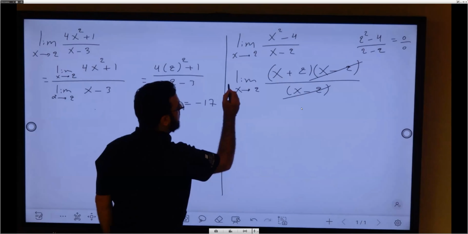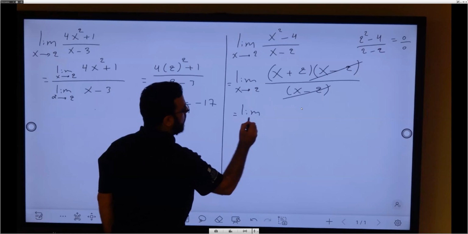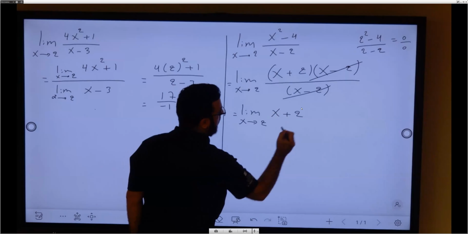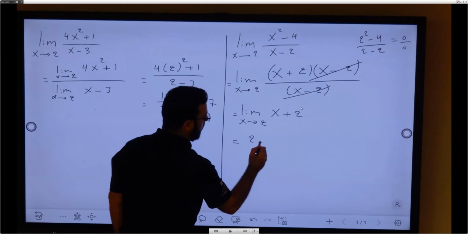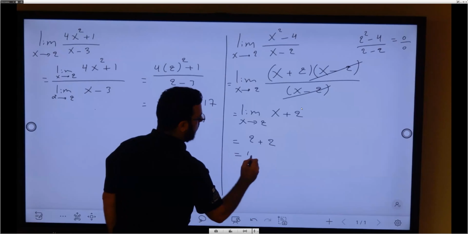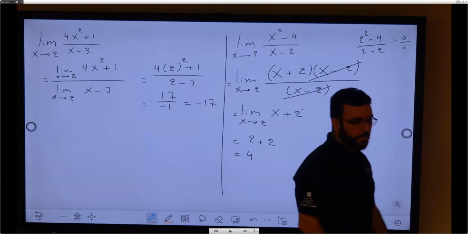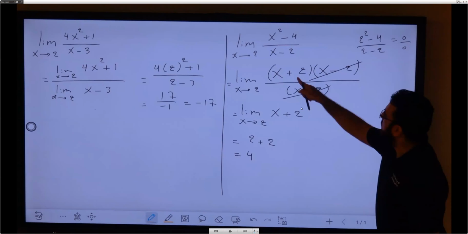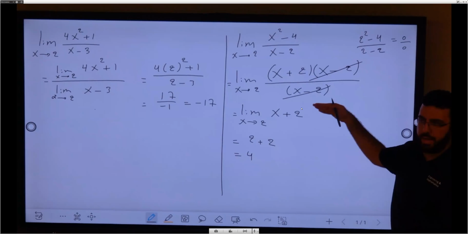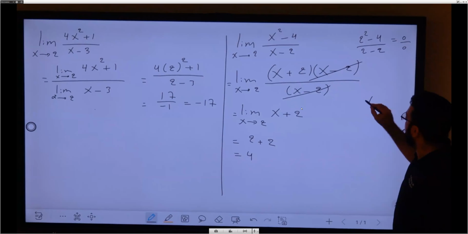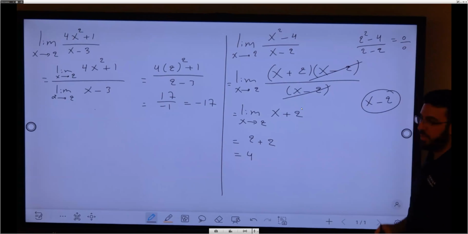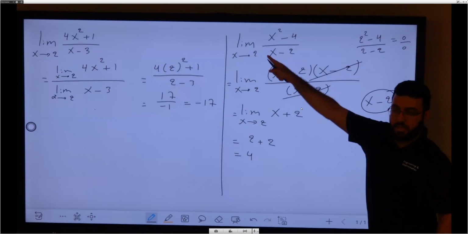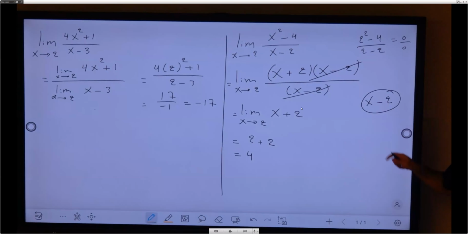Now, the result is going to be what? It's the limit as x approaches 2 of just x plus 2. And then you're going to plug in 2 plus 2, and the result is 4. My question: x plus 2, this is our function now because we simplified. x minus 2 is what? Go ahead and graph this function. Graph this one and tell me x minus 2 is what?